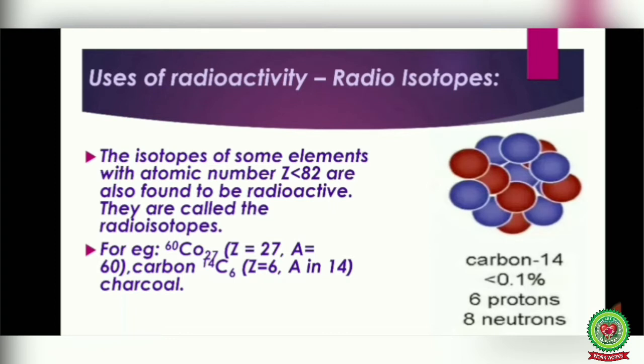Another example which we discussed in the previous lecture was uranium, whose atomic number is 92 and mass number is 238. The number of neutrons is 146 and the number of protons, as the atomic number is 92, is also 92. So there is a huge gap between the number of neutrons and the number of protons. So they are radioisotopes.